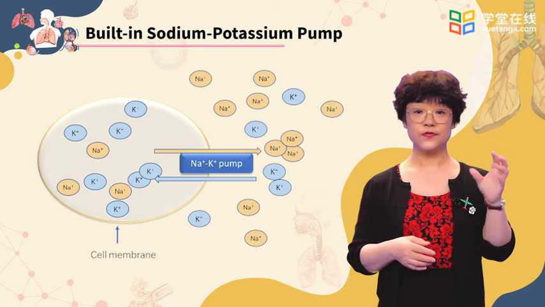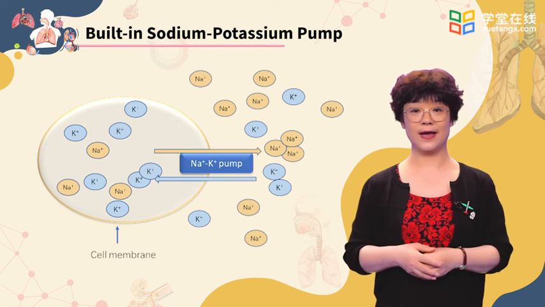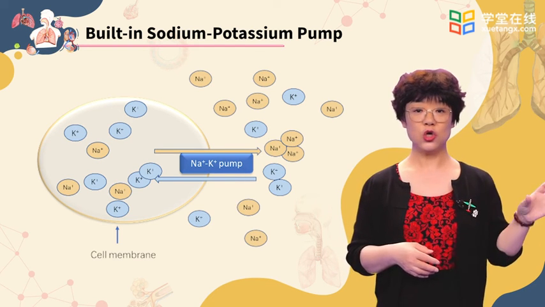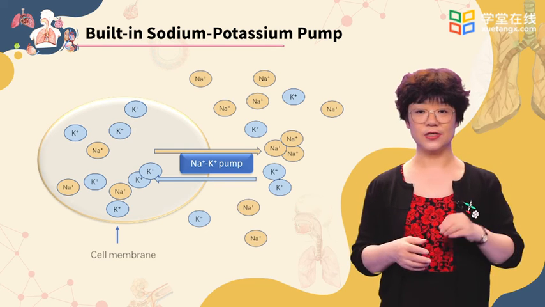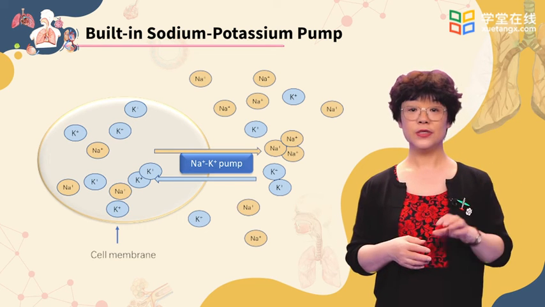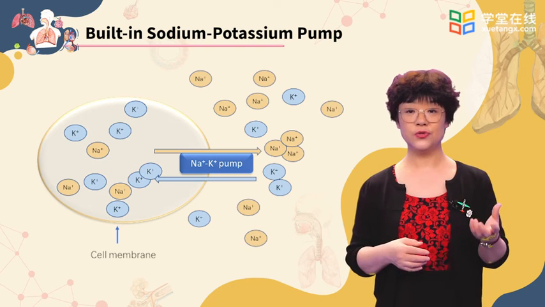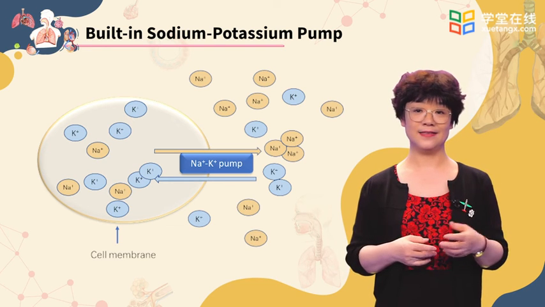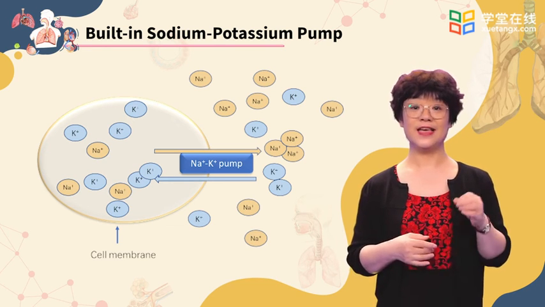This pump first expels 3 sodium ions from the cell and then draws 2 potassium ions back into the cell. By doing so, the concentration gradients for sodium and potassium are maintained, and the resting membrane potential is stabilized. Therefore, the sodium-potassium pump plays a vital role for normal cellular functions. Abnormalities in the number or function of the sodium-potassium pump are associated with several pathological conditions, such as heart failure.